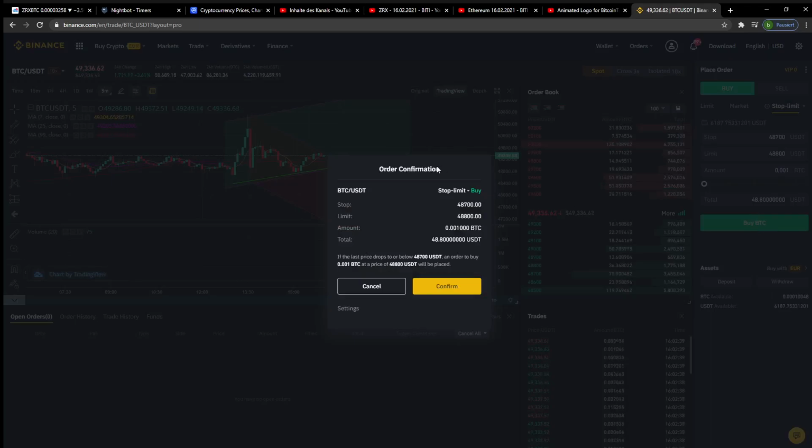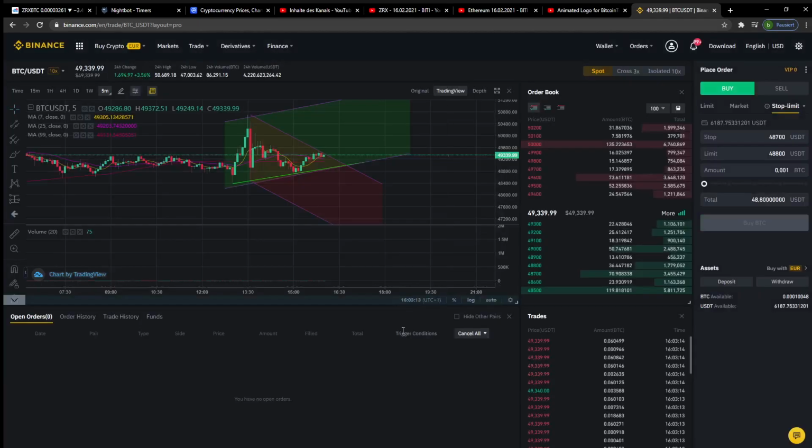So you always have an order confirmation here. That's very important. Read this. Is it correct what you want to do? Read it. You see it here. The stop is 48.7. The limit is 48.8. I have 0.001 Bitcoin, that is 48 US dollars. And you read this line. It's very important to always read it. I made a lot of mistakes here. If the last price drops to or below 48.7, an order to buy 0.001 Bitcoin at the price of 48.8 will be placed. And I am saying, yes, I confirm.